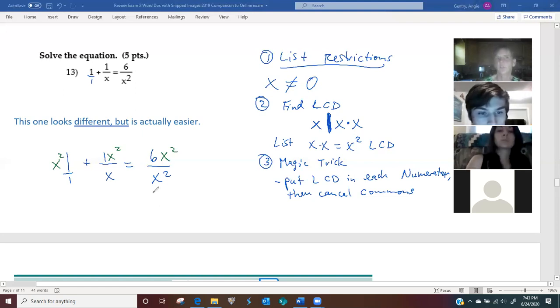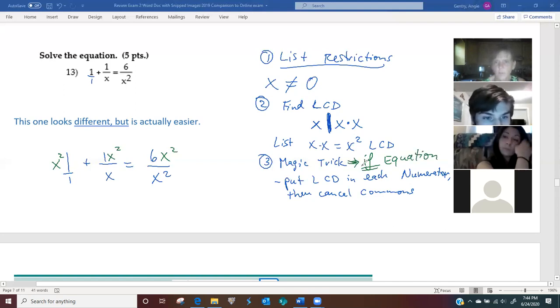Yes, so this is a little confusing because in 7.4 you have no choice. I think it's 7.4 where you're adding and subtracting. You have no choice. You can't do this. You cannot, a magic trick will not work unless it's an equation. Okay, that's why I wrote that down, like if equation. That only works if it's an equation, I'm telling you. Do not try this on regular adding and subtracting, it won't work. Okay.